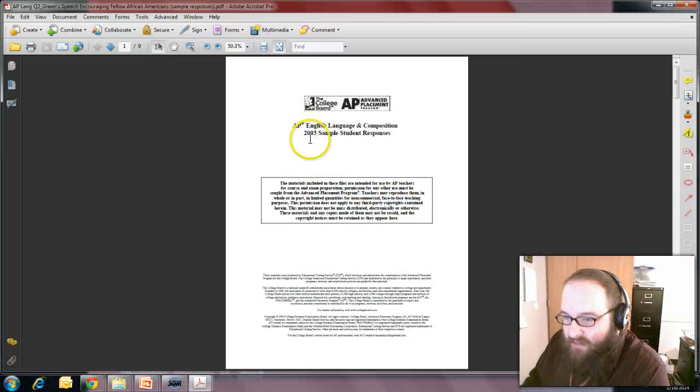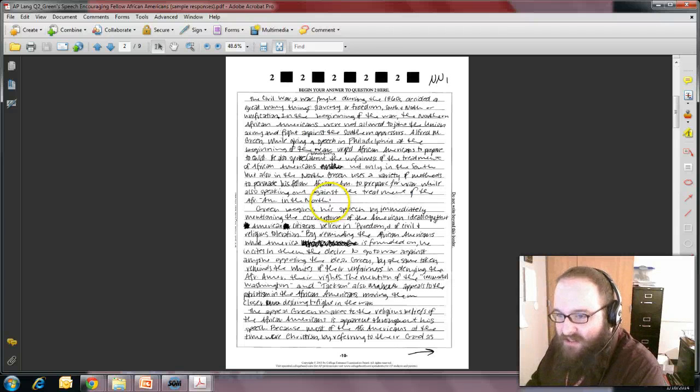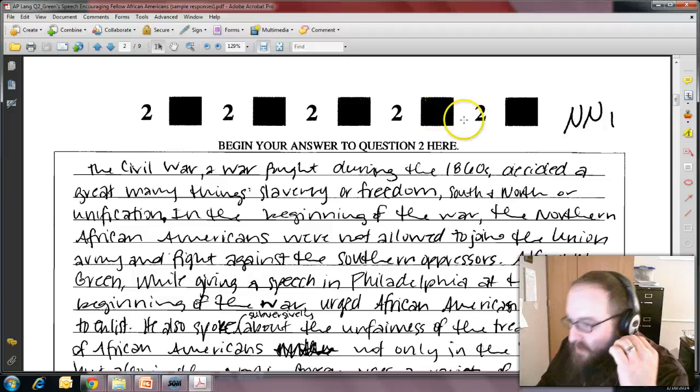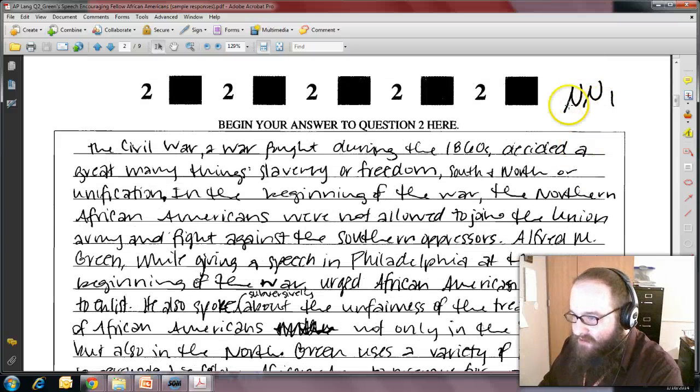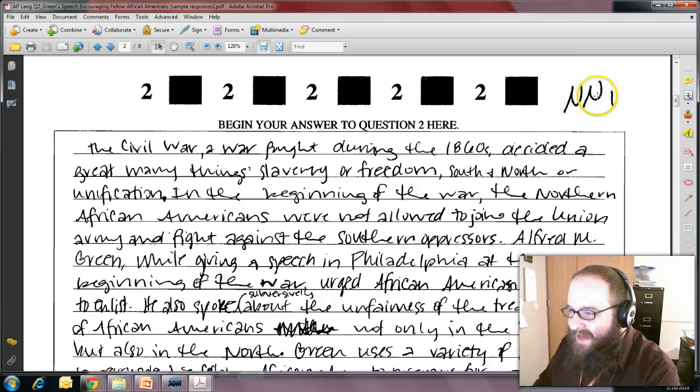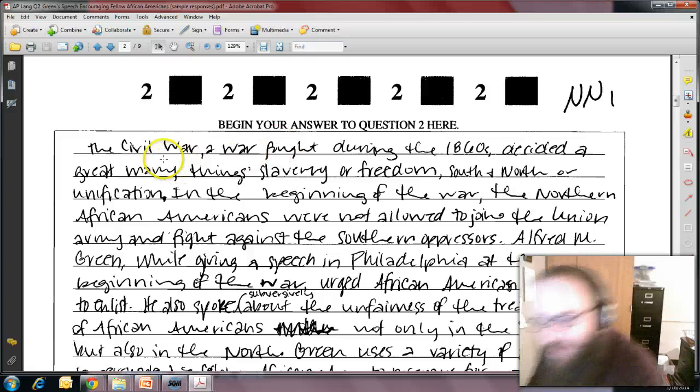Here we have what College Board released back in 2003. These are actually just the sample responses. There's another PDF file that actually has all of the questions in there. And we're just going to look at the sample responses for that Green speech that we just looked at. Starting with the one that says up in the upper right-hand corner, NN1. This is typically how they anonymously mark their responses so that they can keep up with them when they're putting their score sets together. They use letters and numbers and all that stuff. I believe this is technically essay NN, page 1. I think that's what that means. Anyway, let's read this one.